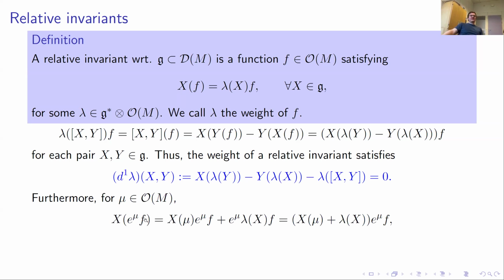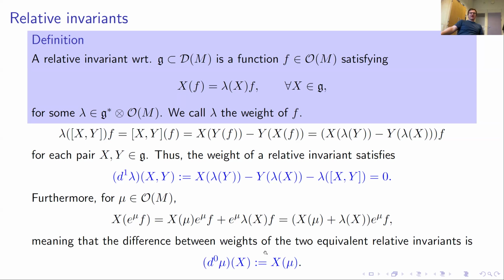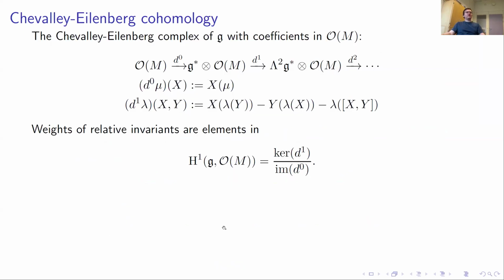Furthermore, if we adjust our relative invariant with some non-vanishing function, here, the exponential of some function, then it doesn't change the zero sets of f. So in this sense, the invariants should be considered as equivalent. And if you apply an element from the Lie algebra to this, use the product rule, you see that the weight is changed by x applied to mu. So it means that the difference between weights of two equivalent relative invariants is basically this, and we'll also give this a name, d0 mu applied to x. And these d1 and d0 may look familiar to many of you because they are differentials in the Chevalley-Eilenberg complex of G with coefficients in the G-module of holomorphic functions on M.